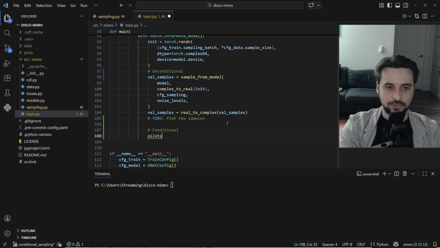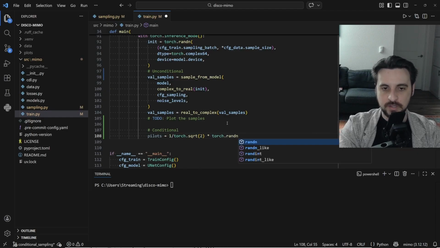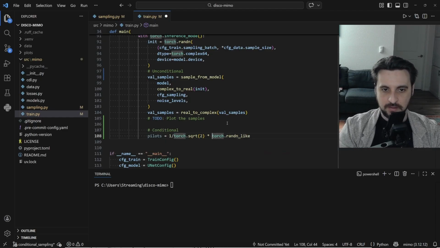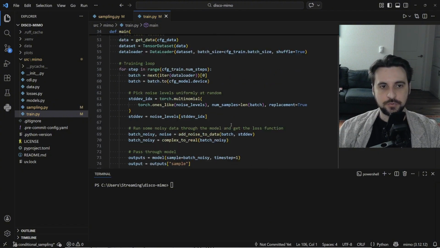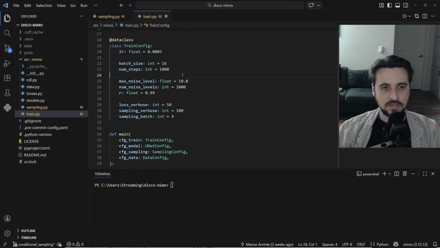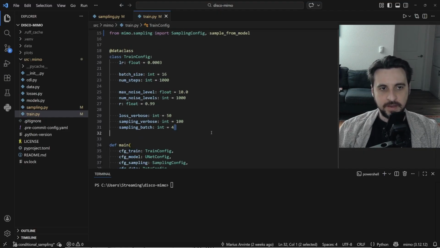So that is true. So first we need to generate pilots. If I remember correctly, the pilots in wireless channels are pretty basic. They are just 1 over square root of 2 times random plus or minus 1 for the real and imaginary part. Let's see, how do we code this? I can take sign of torch.rand_like. I think this is the closest one, right? But for this I need a parameter that tells me the number of pilots.